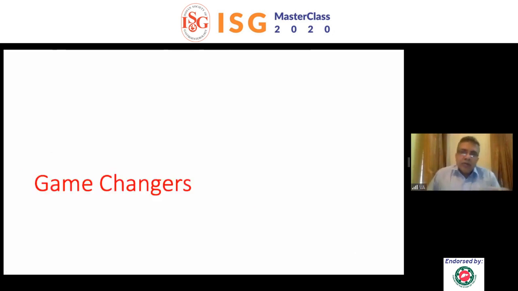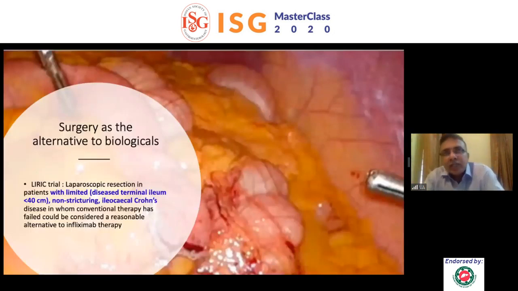Now I'll talk for just 5 minutes to end it with the game changers. We have discussed the checklist till now. We have talked about how we can approach B1 disease, B2 disease, B3 disease, and perianal fistulizing disease. What are the game changers which have come up over the last 2-3 years? First is surgery as an alternative to biologics. The question was raised: if there's a terminal ileal disease which is non-stricturing, or even if it is stricturing, and the patient has been given steroids and is not responding, would you go over to biologics?